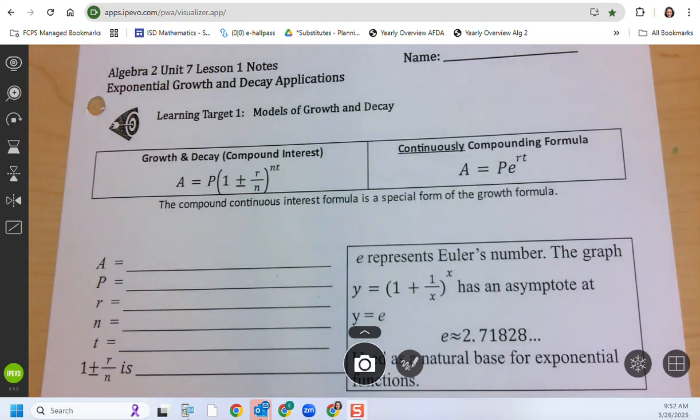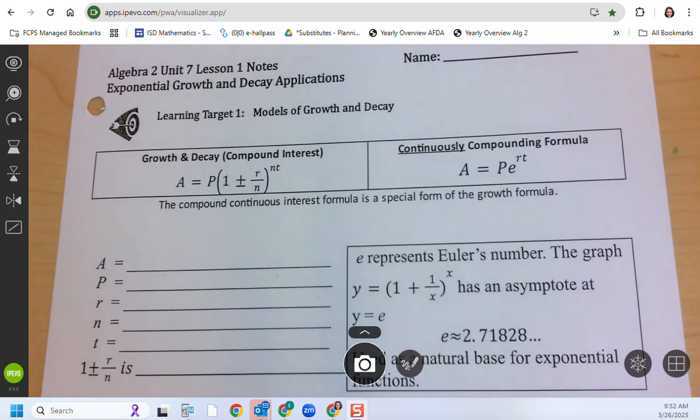All right. So we are talking today about models for growth and decay, and they have a lot to do with money. Does anybody invest their money? Raise your hand if you invest money. All right, in the back, people are investing. Nick's investing. Very good.